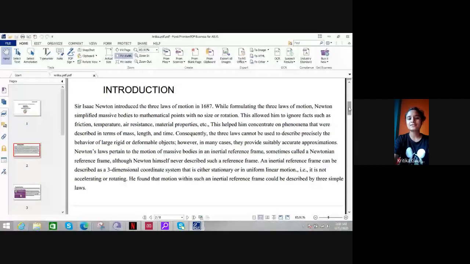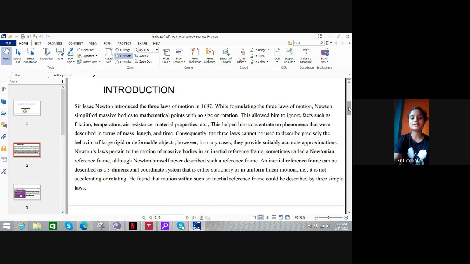Introduction. Sir Isaac Newton introduced the three laws of motion in 1687. While formulating the three laws of motion, Newton simplified massive bodies to mathematical points with no size or rotation. This allowed him to ignore factors such as friction, temperature, air resistance, material properties, etc. This helped him concentrate on phenomena that were described in terms of mass, length, and time. Consequently, the three laws cannot be used to describe precisely the behavior of large, rigid, or deformable objects. However, in many cases, they provide suitably accurate approximations.